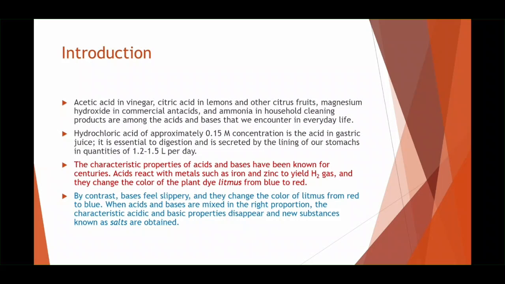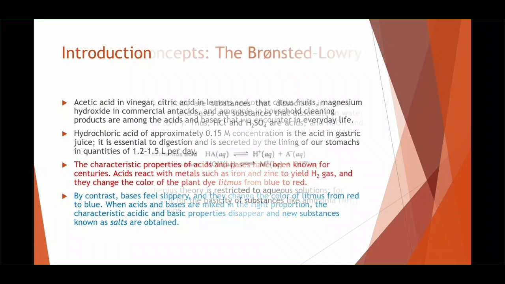If I talk about the general properties of acids and bases, acids react with metals such as iron and zinc to yield hydrogen gas, and they change the color of plant dye, which is litmus paper, from blue to red. By contrast, bases feel slippery and they change the color of litmus from red to blue. When acids and bases are mixed in the right proportion, the characteristic acidic and basic properties disappear and we obtain a new substance which is known as salt.